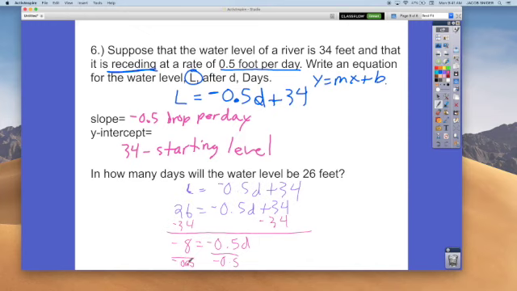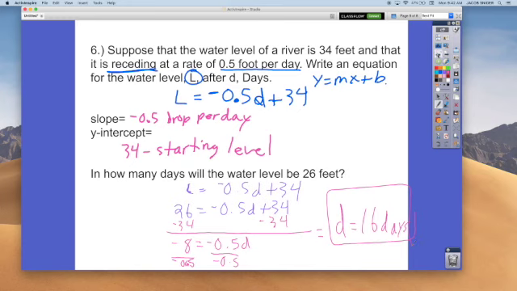So when I do that, I have a negative divided by a negative, which equals a positive. So my days is going to equal, after how many days? 8 divided by 0.5 is 16 days. So at 16 days, my water level will be 26 feet.